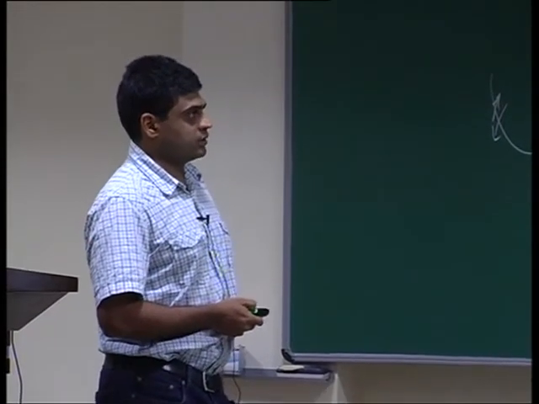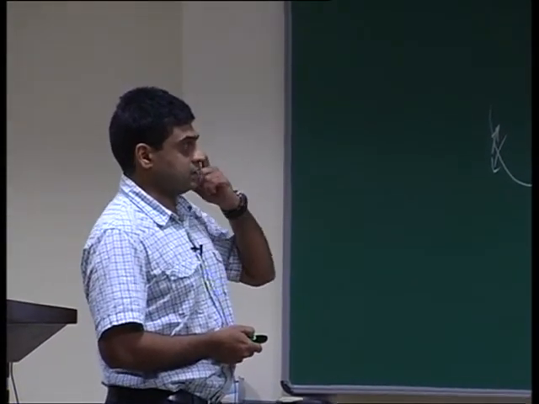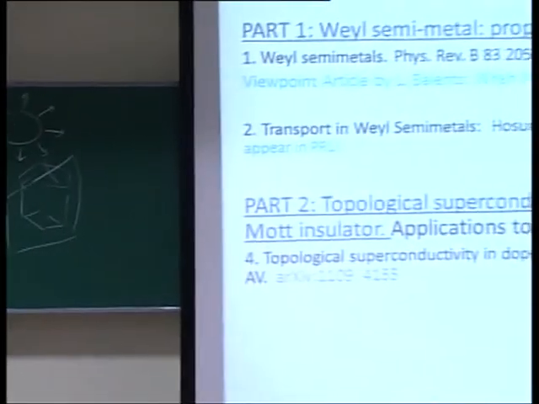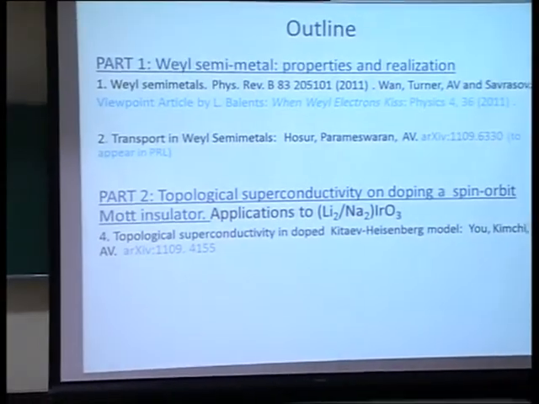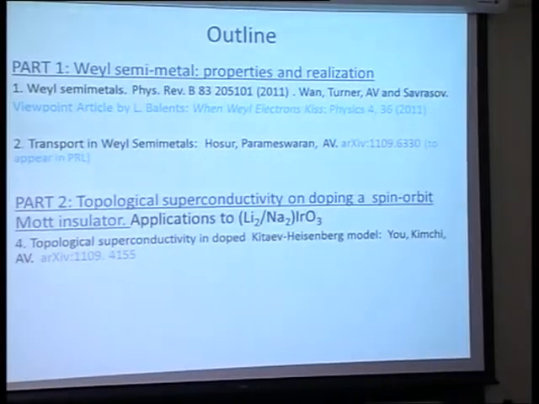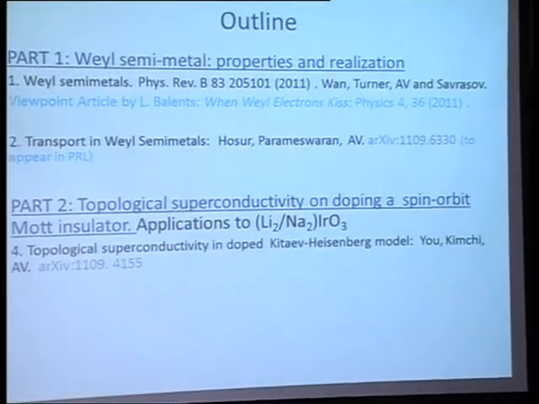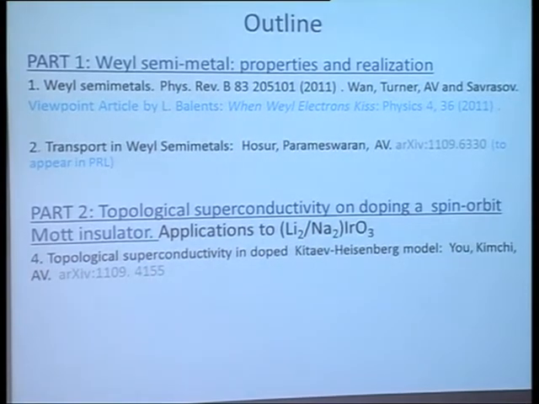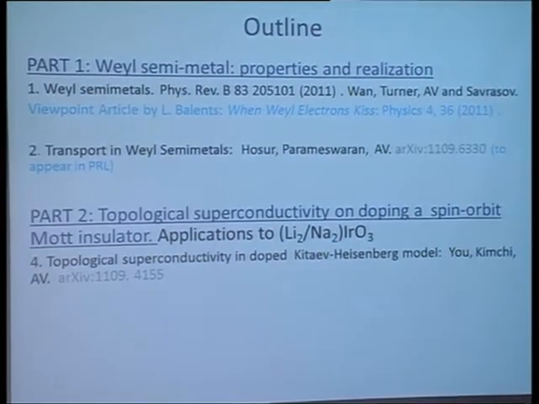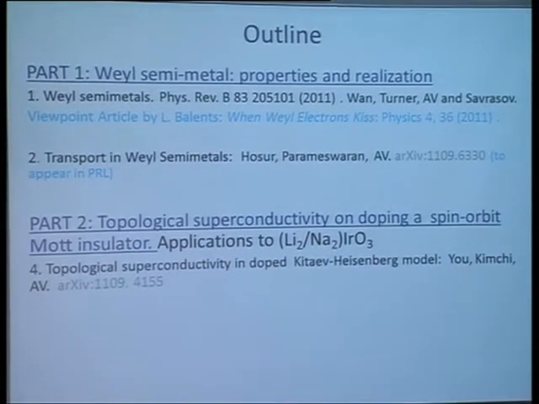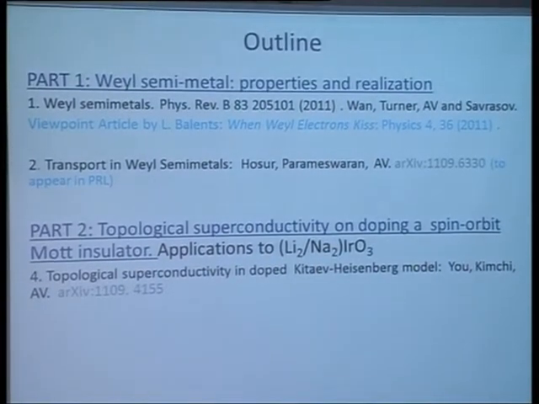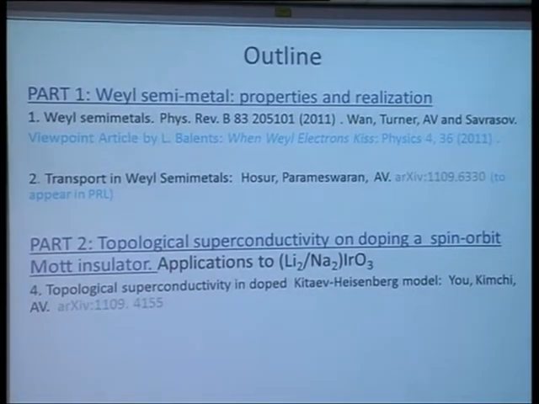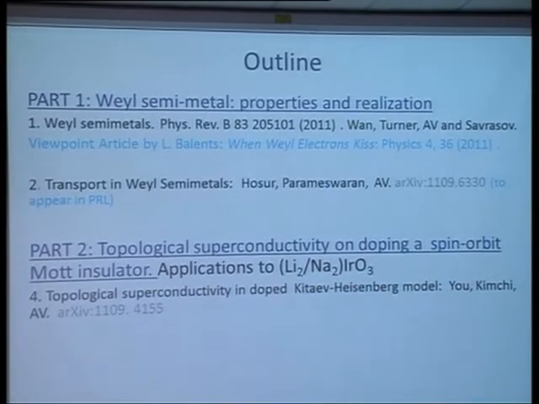There's a very nice viewpoint written on our paper by Leon Balents, and that's probably the best place to look for a quick summary. And also with some more recent work on transport in these phases. And hopefully, if I have time, I will talk about a rather different phase, but also within this ambit of the novel things that appear when you have strong spin-orbit interaction. In this context, when the spin-orbit occurs in a Mott insulator, we'll see that unusual types of superconductivity can be induced, and we propose that this may be realized in a particular material.